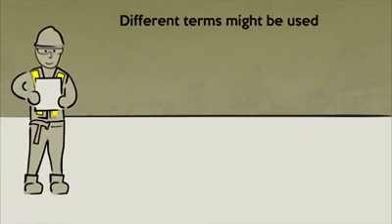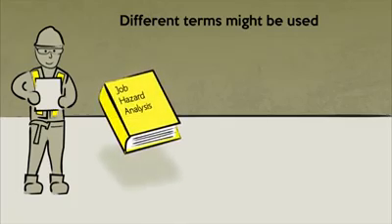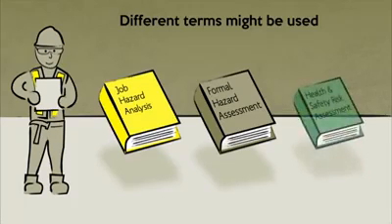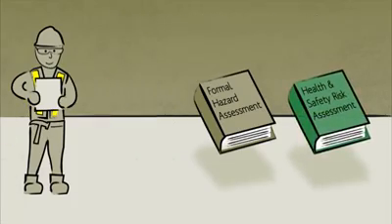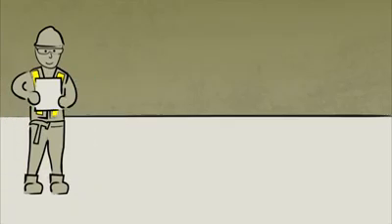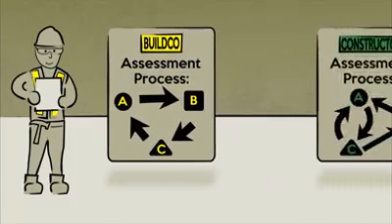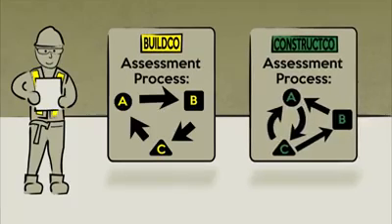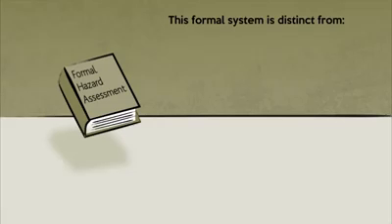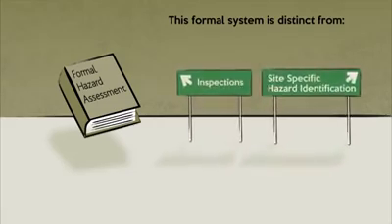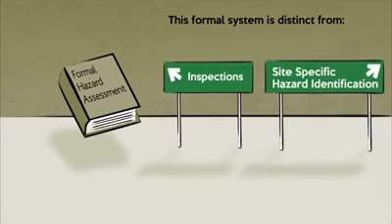Remember, different terms might be used, but this is what you are looking for in a company's formal health and safety hazard assessment processes. Keep in mind that companies will use different processes to ensure that these hazard assessments have been completed. This is why we have broken Section 2 into separate parts, so that you can identify the different components being used. This formal system is distinct from two other items we will be reviewing: inspections and site-specific hazard identification. So what's the difference between inspections and hazard assessments?